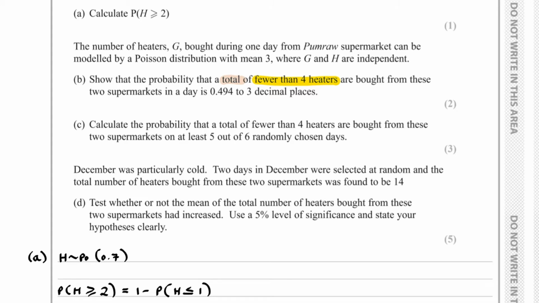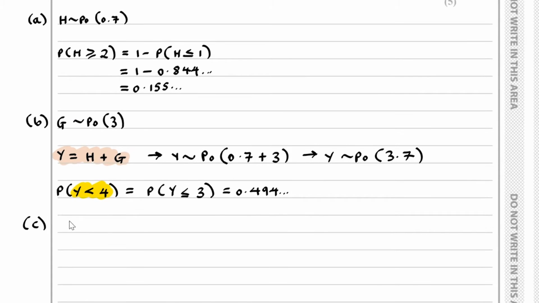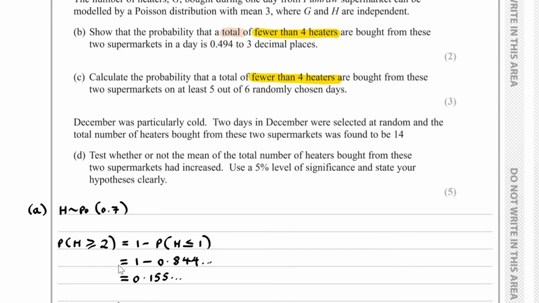What we've done already is calculated the probability that we have fewer than 4 heaters. We have 6 days in total. Obviously each day is independent of each other, and we're looking at having at least 5. So we can say that K has a binomial distribution with parameters 6, the number of days, and the probability of obtaining fewer than 4, which is 0.494, etc. And we're looking at the probability that K is greater or equal to 5. We can see that from what was mentioned over here, on at least 5.